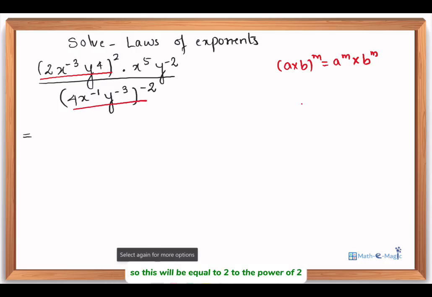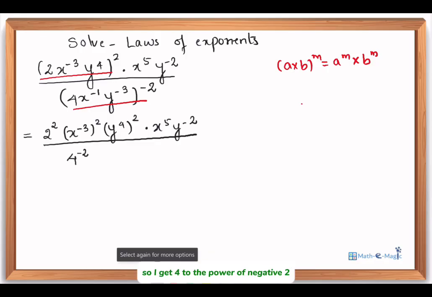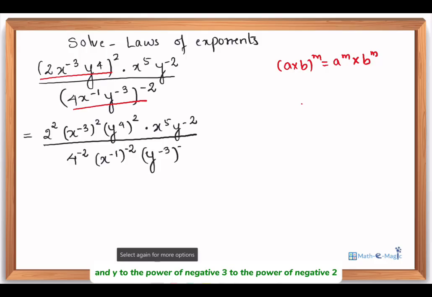So this will be equal to 2 to the power of 2, x to the power of negative 3 to the power of 2, and y to the power of 4 to the power of 2. We will write x to the power of 5 and y to the power of negative 2 as it is, and then we'll apply that law to the denominator as well. So I get 4 to the power of negative 2, x to the power of negative 1 to the power of negative 2, and y to the power of negative 3 to the power of negative 2.